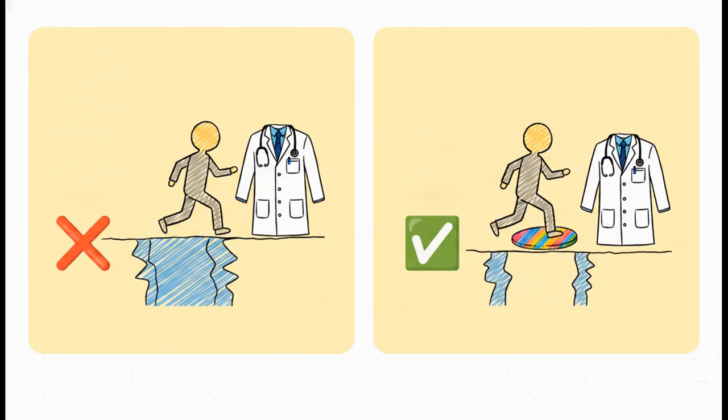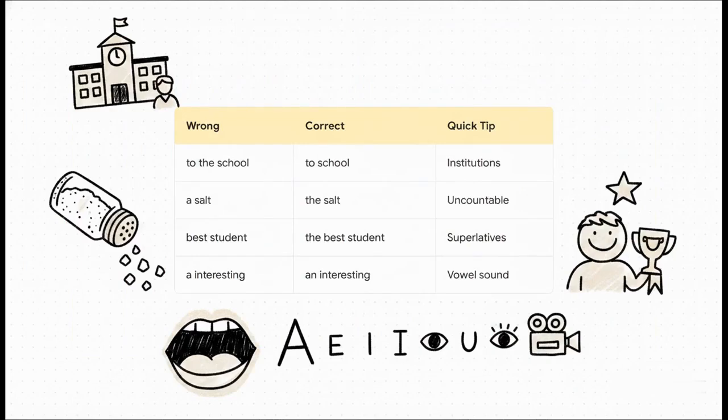Any singular countable job needs an article. So the correct version is, I want to be a doctor. I'll pause for a second so you can say it out loud and feel that rhythm. I want to be a doctor. Excellent. Now let's smooth out 4 more of these article rules.